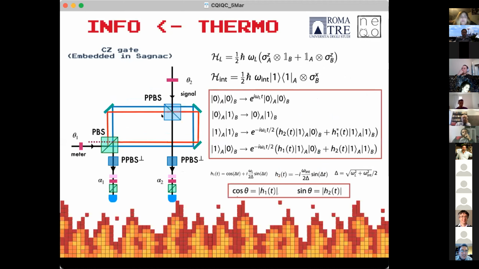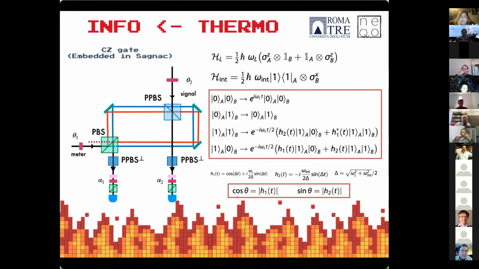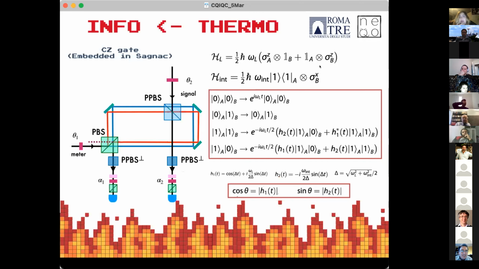So as I said, you need to have your local Hamiltonian and your interaction Hamiltonian. So we found out how to implement these two Hamiltonians based on our system.